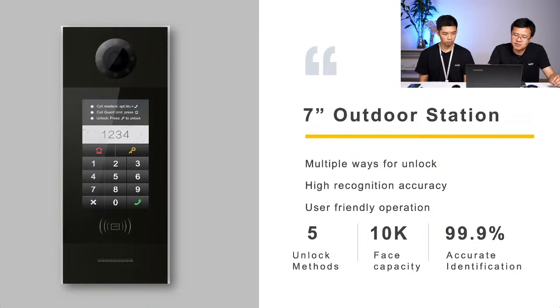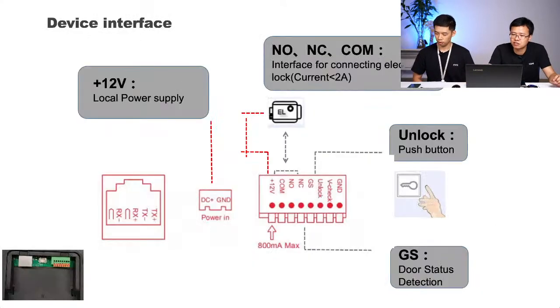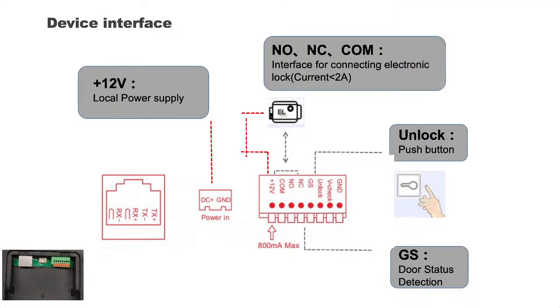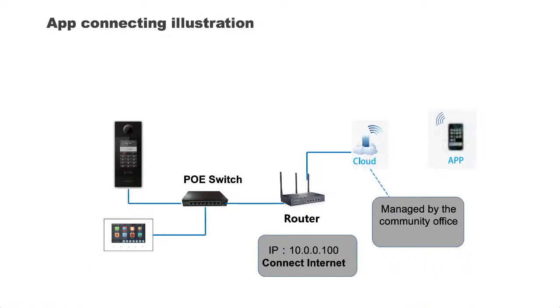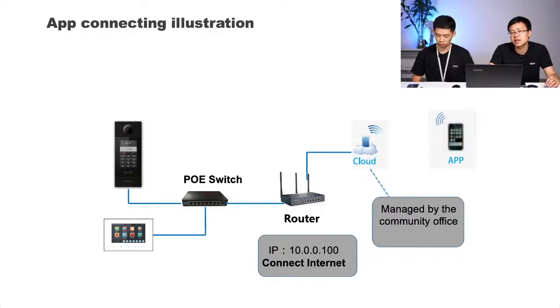So this is something about the interface of the outdoor station. Later we will demonstrate the panel to you, so we can see the panel later. This is the operation for the outdoor station. The outdoor station connects with the router and sends the signal over Wi-Fi to the cloud. In this way, it can forward the call to the mobile. So this is a very hot feature in the market.